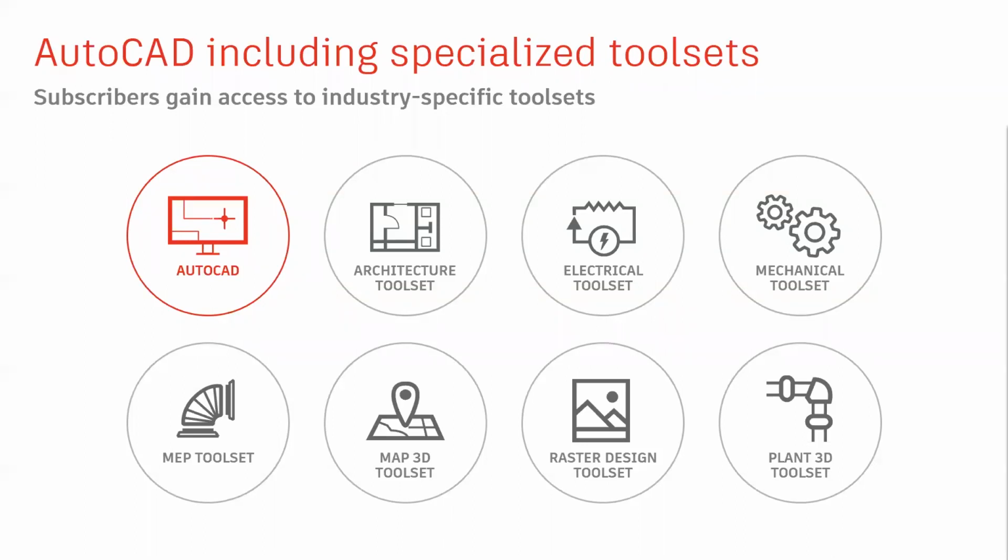Why not take advantage of AutoCAD Architecture, which adds more than 8,000 intelligent architectural objects, styles, and features specifically for architects. And the example we made here for the architecture toolset, you can transfer it easily to the other industry fields. You will have access to AutoCAD Electrical, AutoCAD Mechanical, MEP, 3D Plant Design, and also access to mapping and raster design toolsets and libraries.